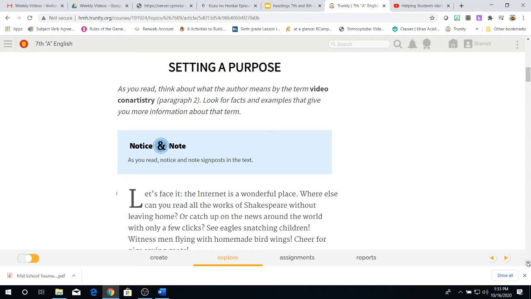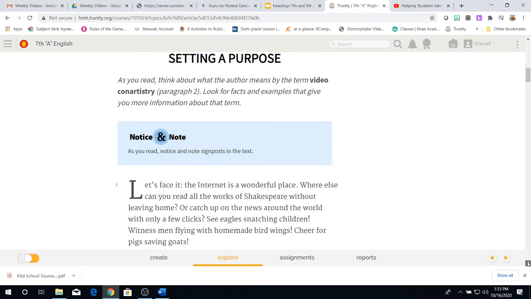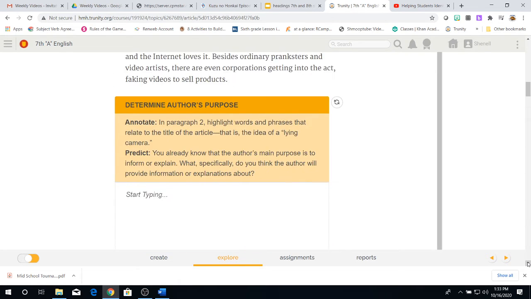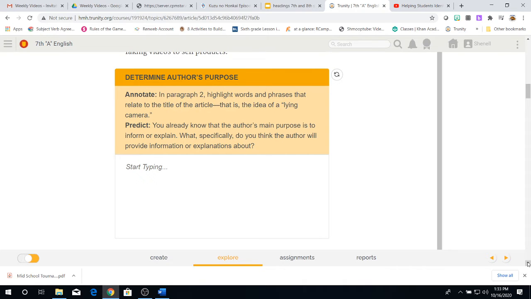Setting a purpose for our reading. As we read, think about what the author means by the term video conarsetry. It's in paragraph 2. Look for facts and examples that give you more information about that term. So we would have to go over paragraph 1 and paragraph 2 here. Then we'd make it all the way to determining the author's purpose.